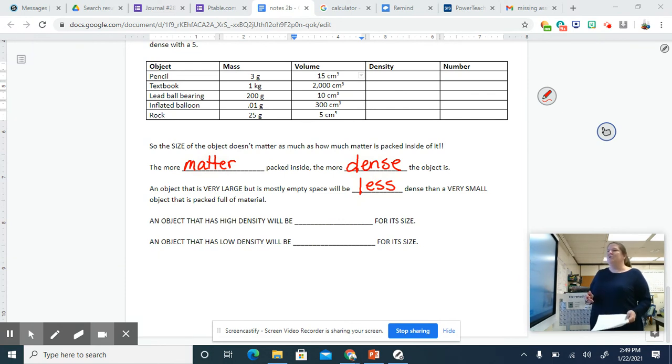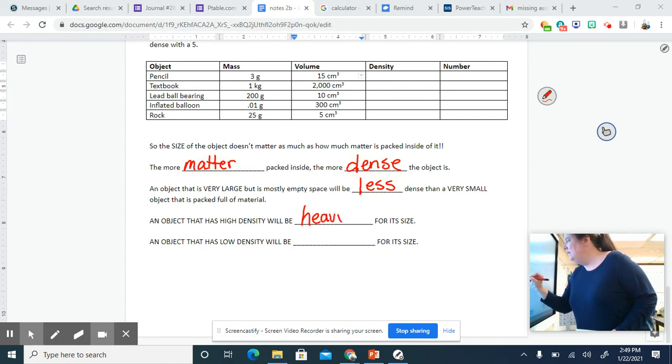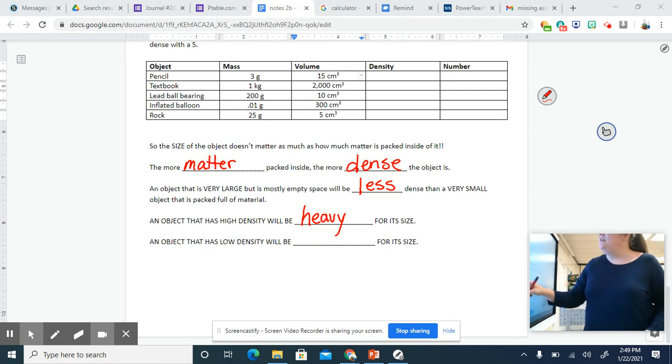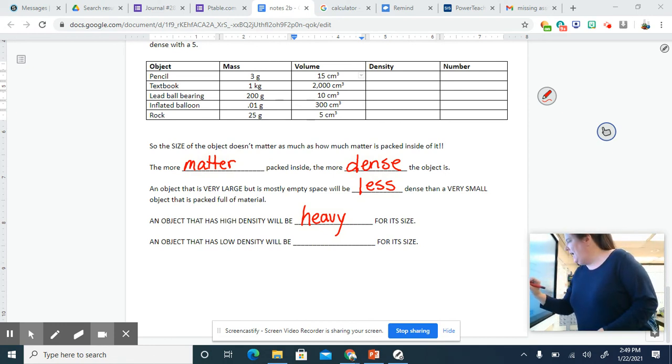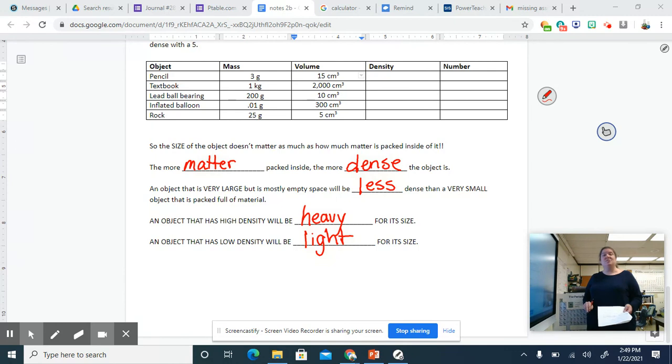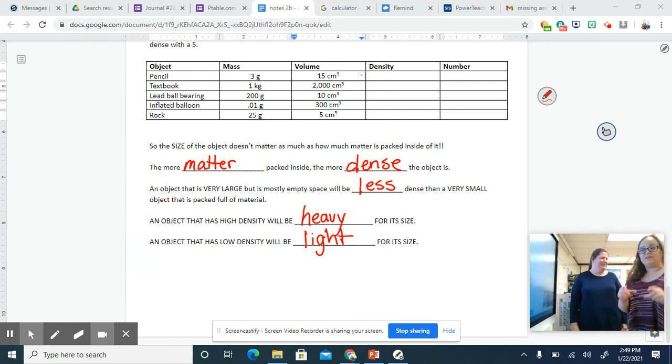Okay? So an object that has high density will be heavy for its size. But an object that has low density will be light for its size. Maybe go around your house and try it out. Okay? The thing I think of the most when I'm thinking about density is the difference between a piece of marble and a piece of styrofoam. They could both be the exact same color, size, shape, sitting in my hand, but I'm going to easily be able to tell which one's more dense because that piece of marble is going to feel really heavy in my hand, and that piece of styrofoam is going to feel really light. Same size, same shape, but completely different weights because one has more matter packed into that same amount of space.